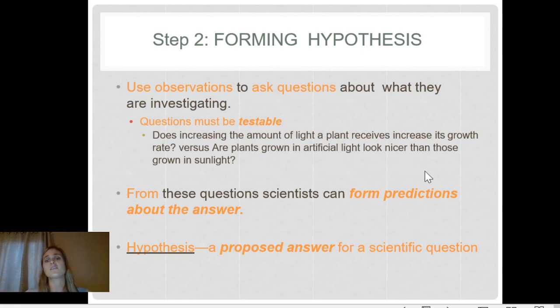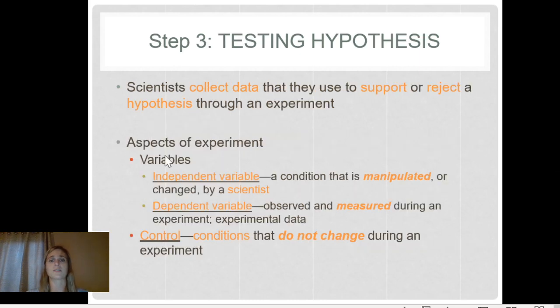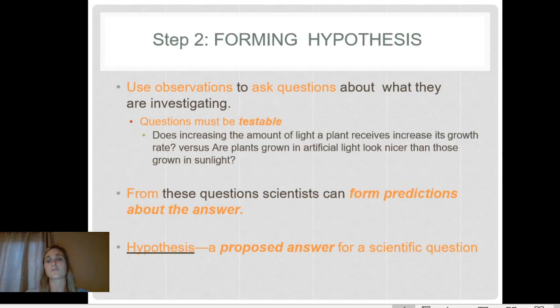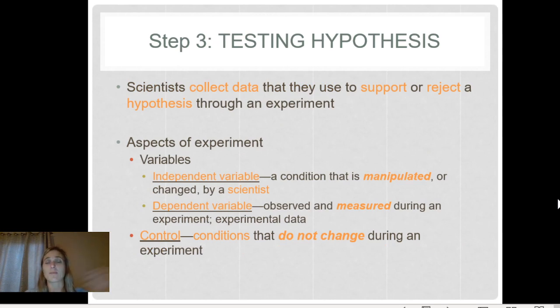And in this case, if we're talking about growth rate, we can make a hypothesis about that. So personally, if it's me and I'm thinking, does increasing the amount of light a plant receives increase its growth rate? My hypothesis could be something like a plant that receives more light than another plant will grow at a faster rate. That would be my prediction. Okay, so that would be a hypothesis.